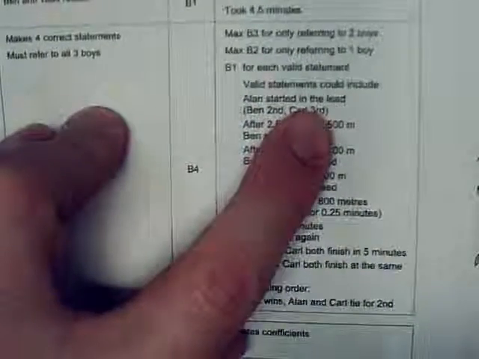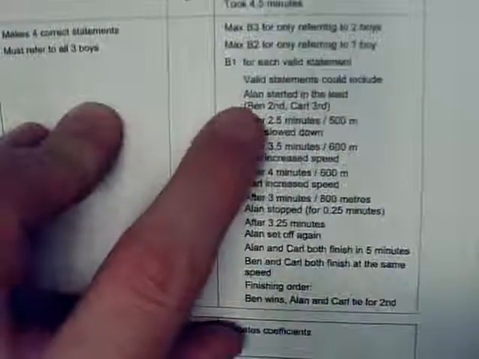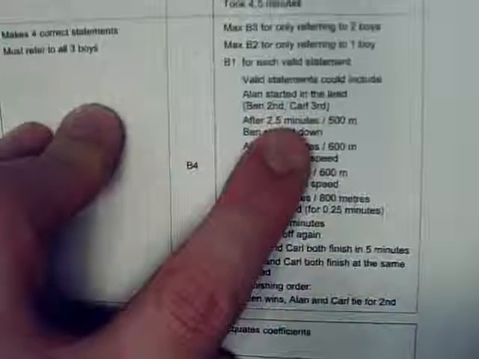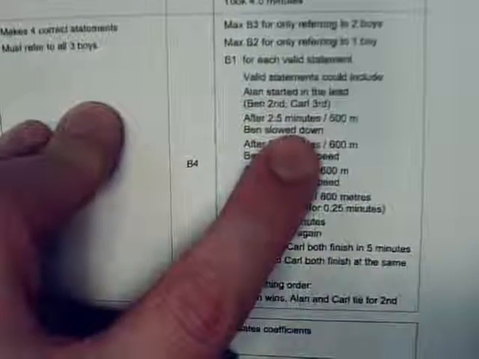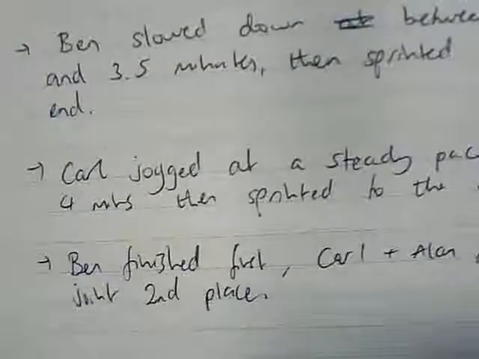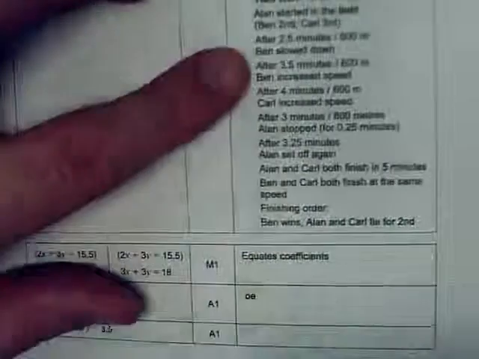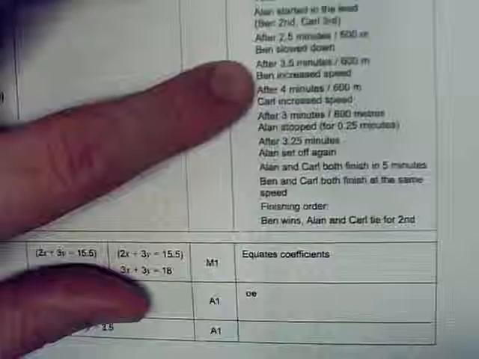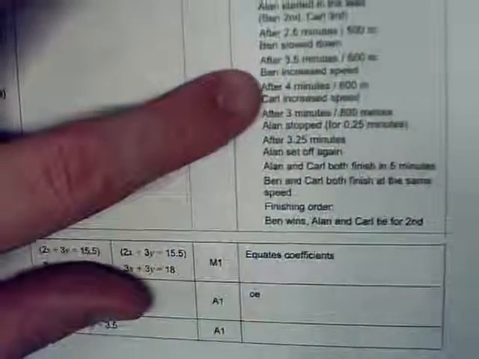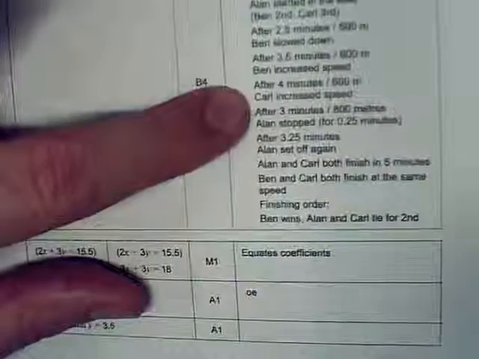So Alan started in the lead, we said that. We don't need to necessarily say Ben was second and Carl was third. That's why it's in brackets, so you could get a mark for that point. After 2.5 minutes, Ben slowed down, and we did say that. So that's another mark. After 3.5 minutes, Ben increased his speed. We said it slightly differently, but you could get a mark for either of those.